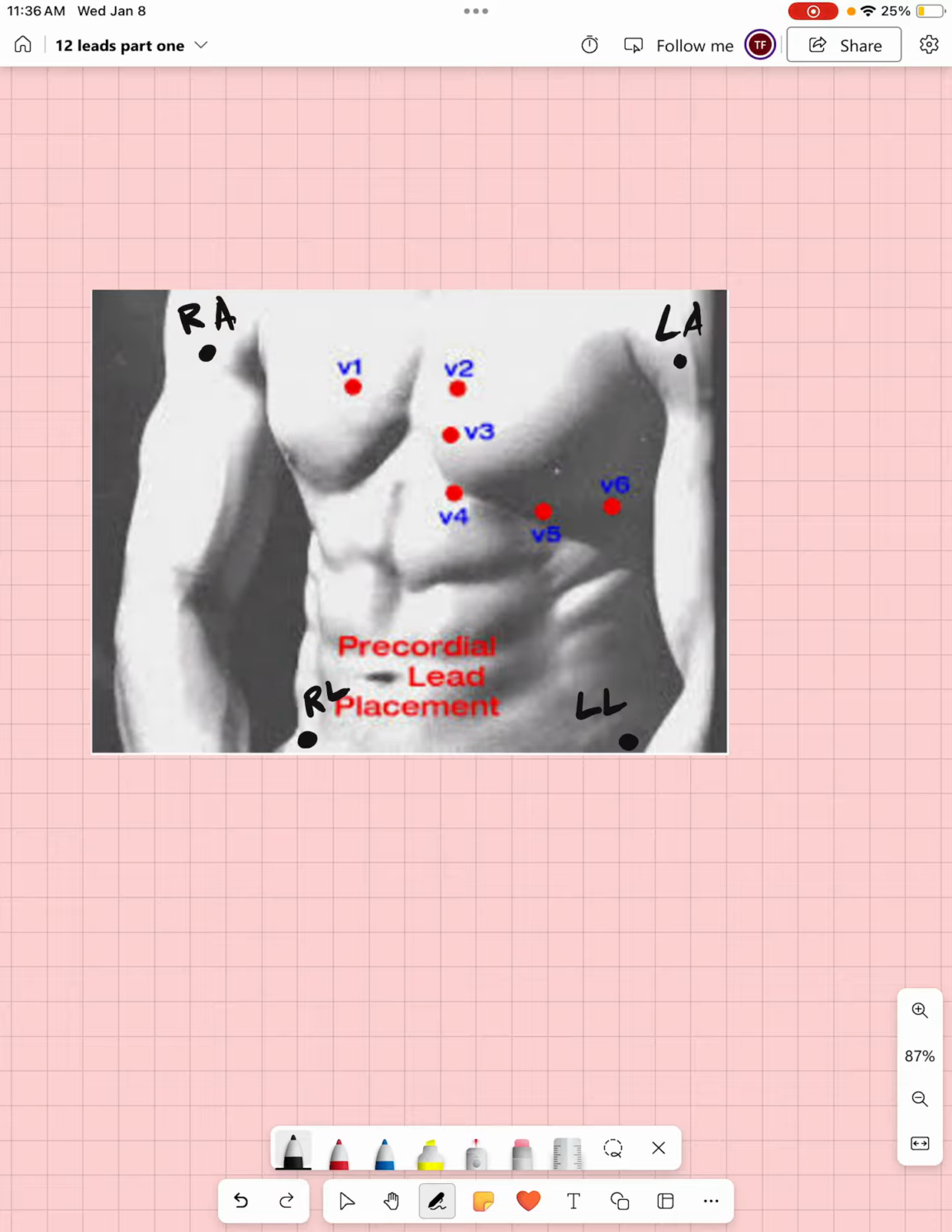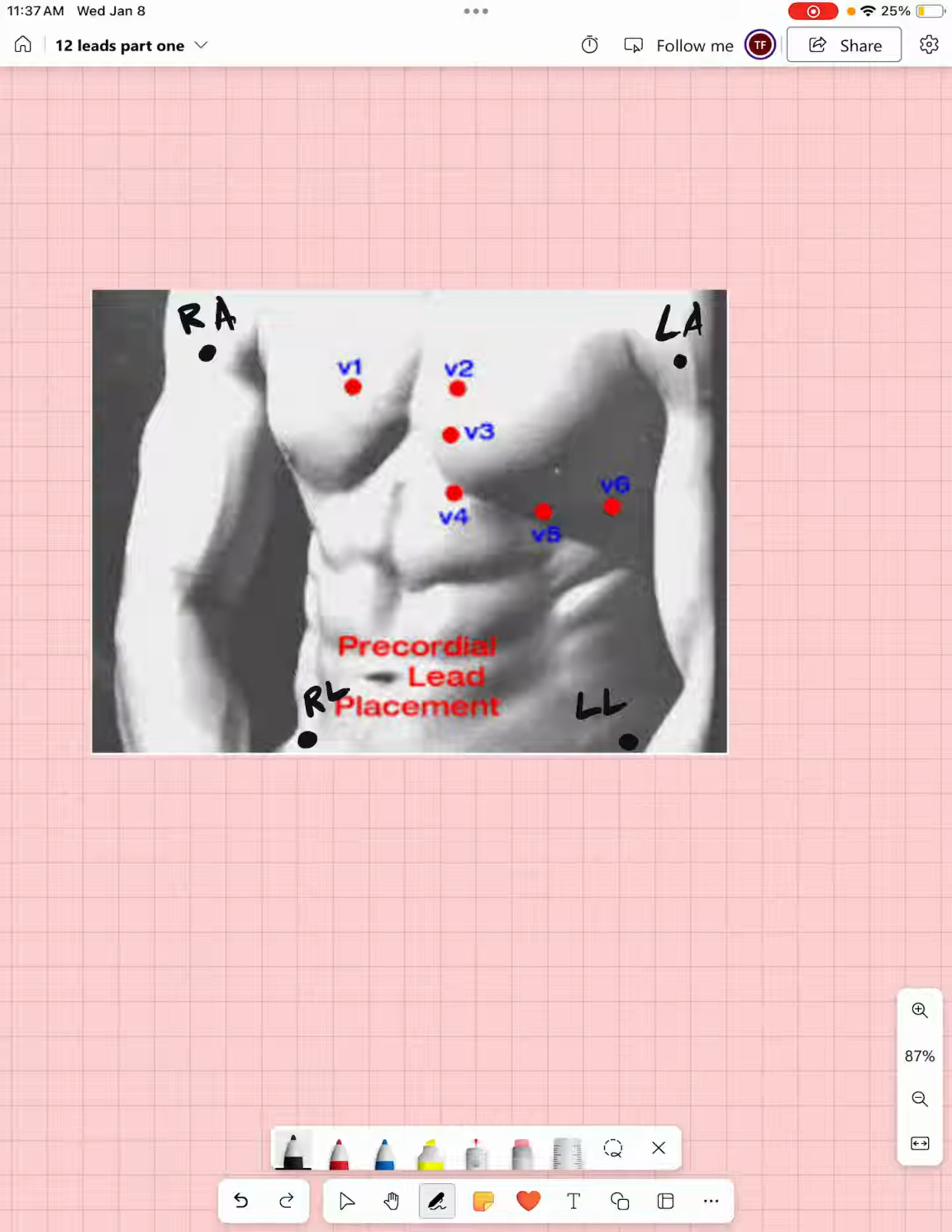If you're performing this on someone with a lot of breast tissue, again, be professional, use the back of a gloved hand and be as respectful as possible. Cover their modesty up, but you might need to lift that breast tissue up to get directly below the nipple in the fifth intercostal space. We're then going to backtrack to our V3, and you're just going to split the difference between V2 and V4 and put it smack dab in the middle.